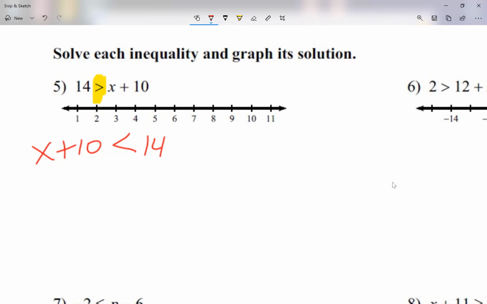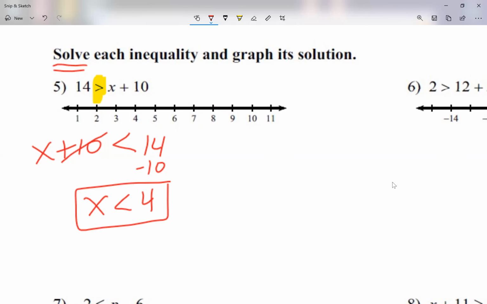Now, to get the x by itself, this plus 10, I'm going to subtract it. I'm going to do minus 10. I'm going to move it to the other side and switch the sign. So it gives me that x is less than 4. I could ask you, think of a number less than 4. Think of a number smaller than 4. There's many answers. If my instructions were solve, this is exactly what I'm asking for. Guys, we'll type in x is less than 4.